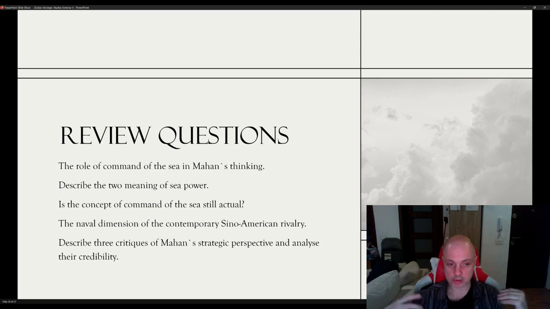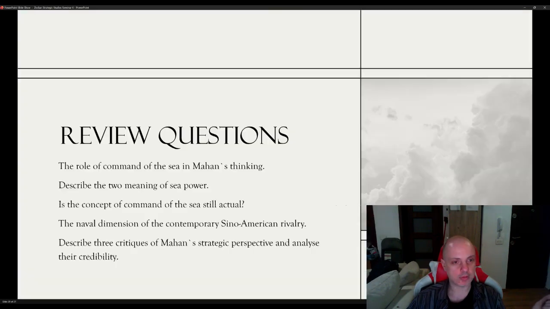Another subject which is open to discussion is whether the concept of command of the sea is still important today, or maybe it requires further refinement and adjustment. A fourth topic of discussion is about the rivalry between the US and China, which has an important naval dimension, and to look at some critics of the Mahan perspective. One example is that concepts are vague. Another example is that he cherry picks history, and maybe a third one is that sea power may be important, but there are also other factors which must be taken into consideration.